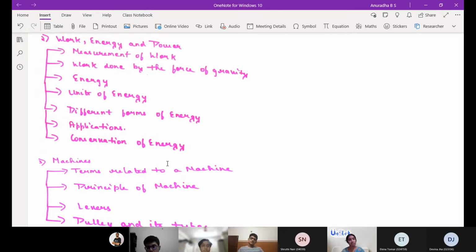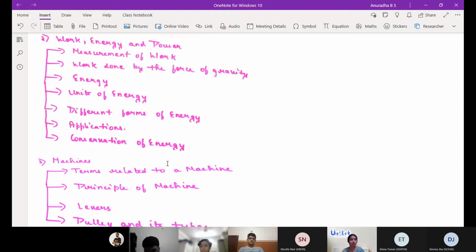What is energy? Energy is the capacity to do work. Can anyone tell the units of energy? Joule. Ergs. Yes, you can measure energy in joules, calories, kilocalories. So you will be learning about those things and about conversions, from calories to kilocalories, from calories to joules.